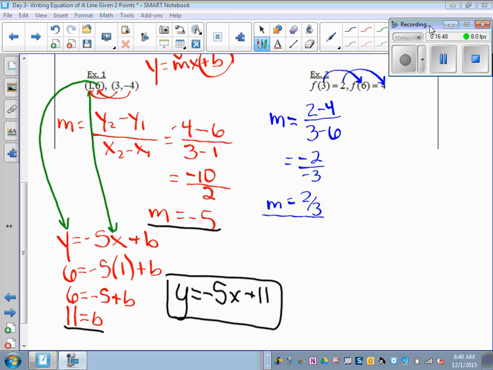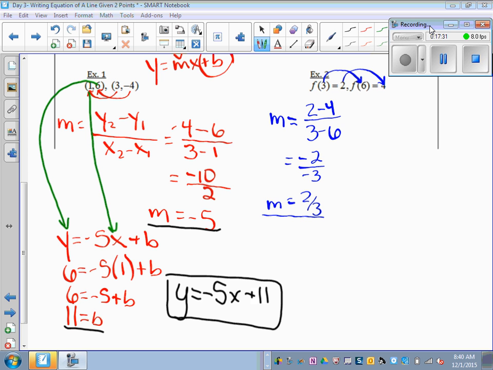Alright, I have half my information. I still need to find what? What do I still need to find? If I have my slope, what else for my equation do I need? We need b to write our equation. Good, so we still need our y-intercept so we can write our equation. So let's find our y-intercept.